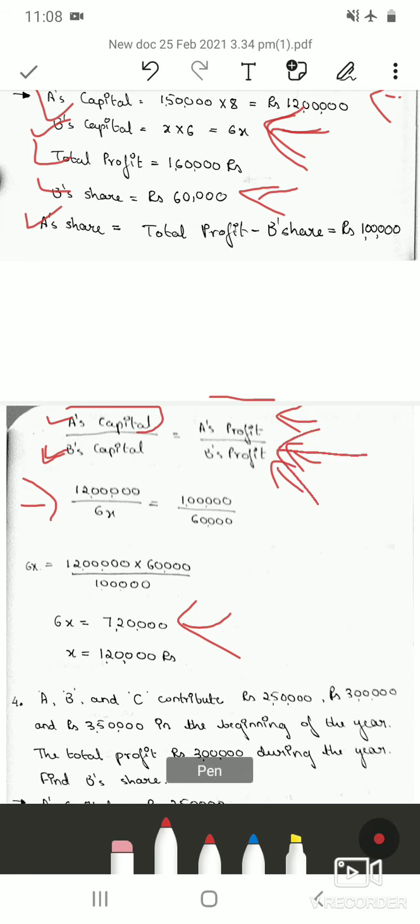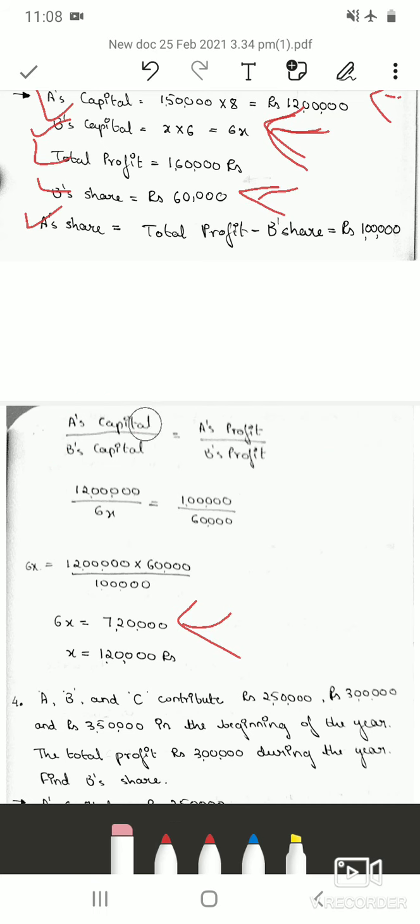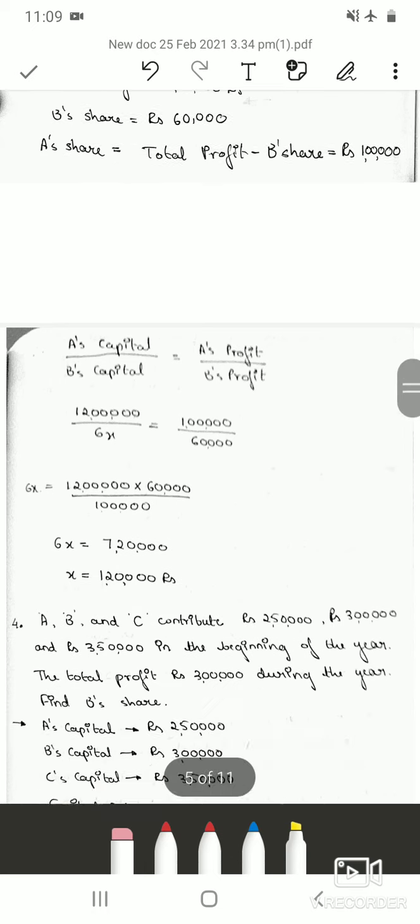So using this note we can easily find out the fourth unknown quantity. Here the unknown quantity was B's capital. The rest of the values were known, so we just substituted and found the answer.